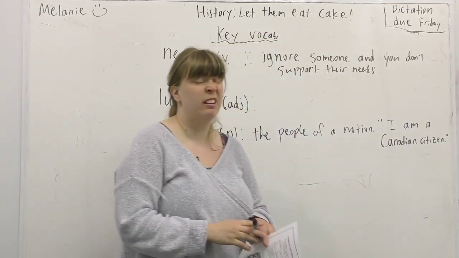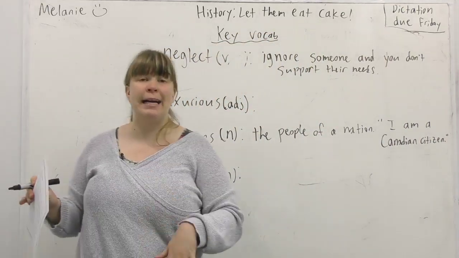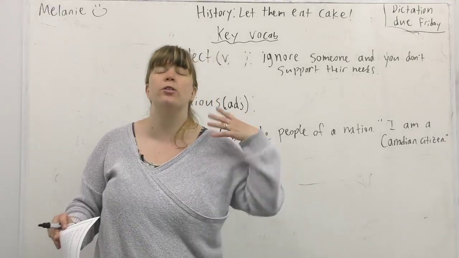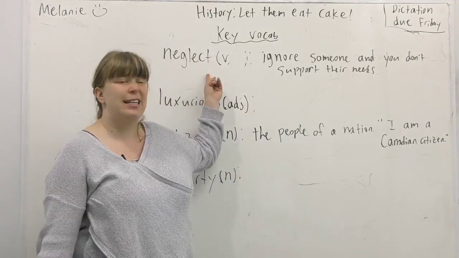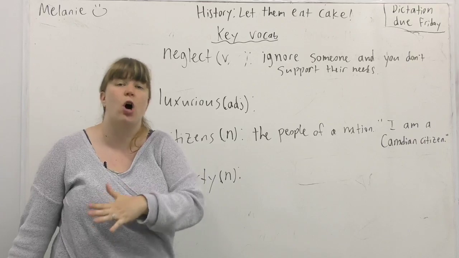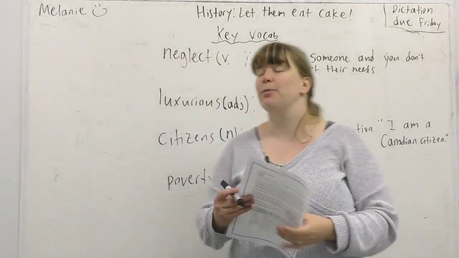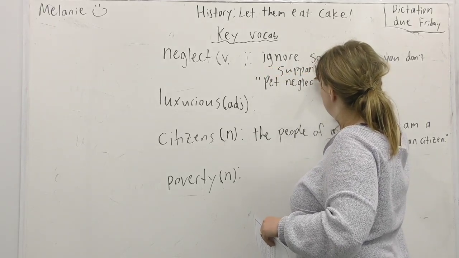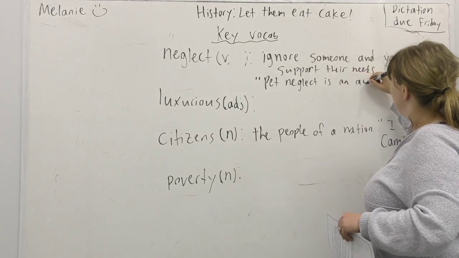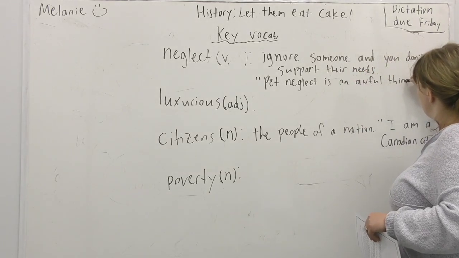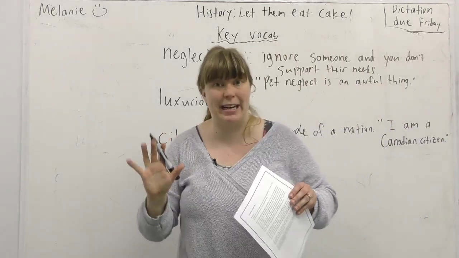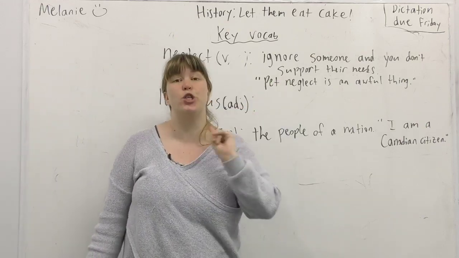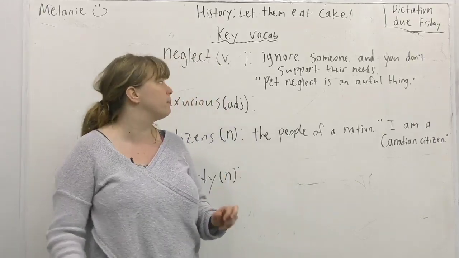So for example, neglecting your pets is awful. If you don't give your pets food, water, or you don't give them love and attention, that is neglect. You are neglecting your pet dog or cat. So I write down the example: Pet neglect is an awful thing. Here I wrote the noun form, sorry. So this is how you can use it as a noun. Pet neglect is an awful thing. Don't neglect your pets. That's the verb form.